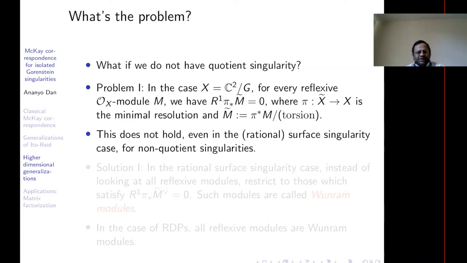And the idea is always, this whole thing is about a game of pushing down this short exact sequence from X tilde to X. And because of this vanishing of the higher direct image of M tilde, this pushing down becomes much simpler. And we can see that this is a very special setup, because even when you are looking at rational surface singularities, which are not quotient, this does not hold true.